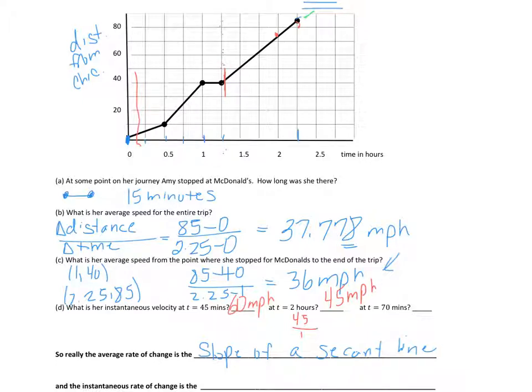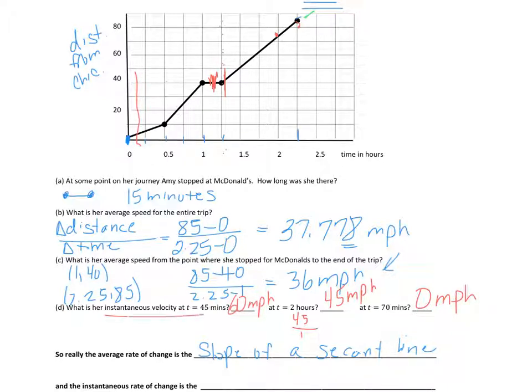And then finally, at 70 minutes, well, where is 70 minutes? Now be careful, 70 minutes would be right after an hour. So along in here, well, what is her instantaneous velocity there? Well, she's not moving. So that would be 0 miles per hour.